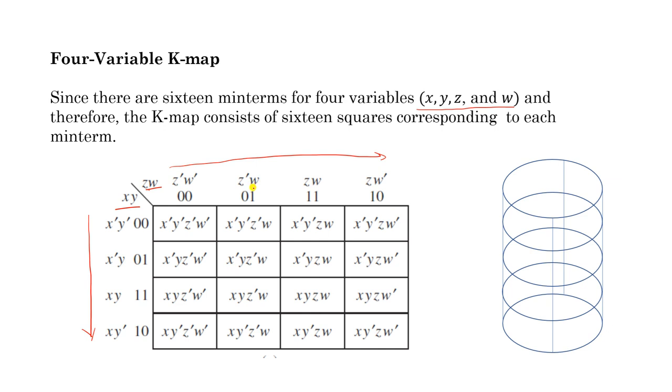For example, if you choose these two, this one and this one, then you will see that this second literal is the same, the first literal is different. Similarly, if you choose any two adjacent terms, then you will find that only one literal is different. For example, here if you choose these two, y is the same and only the first literal is different. Similarly, you can choose these two, x dash is the same, the second literal is different.